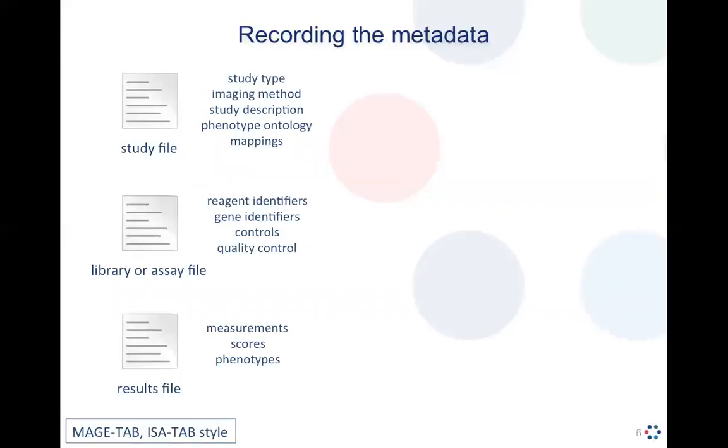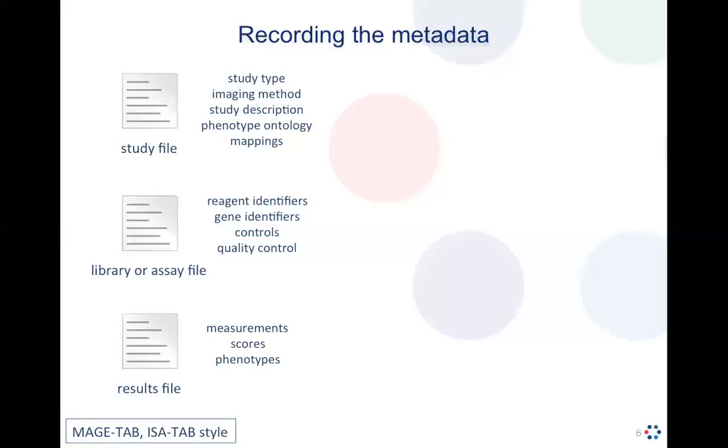So in each case, we put the information into a set of three standard files: the study file, the library or assay file, depending on whether it was a high content screen or not, and the results file. So the study file includes things like the study type, the imaging method, descriptions, and also I put the phenotype ontology mappings in there. The library or assay file has reagent identifiers, so things like the siRNAs or compounds, if it's a compound screen, gene identifiers, information about which were control wells, and any quality control information, so which wells were rejected because there was, for example, too few cells.